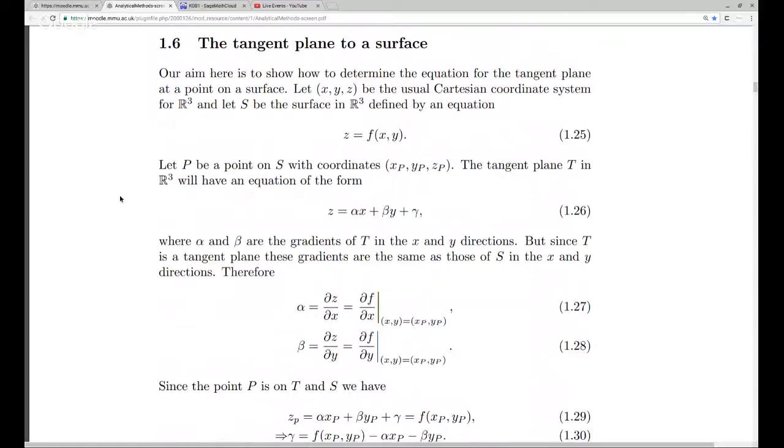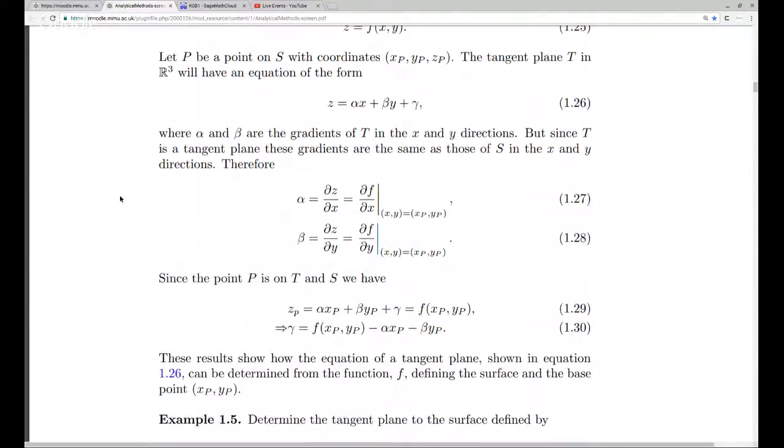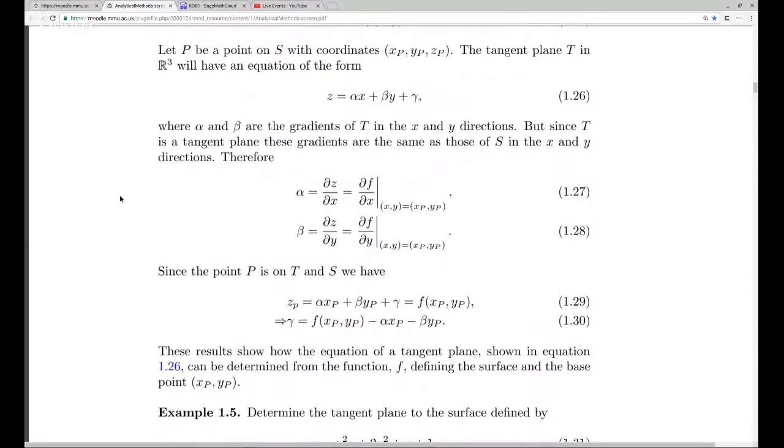That should give us alpha. And when we take the y derivative of f and evaluate it at the base point xp, yp, that should give us the beta. So that's where the alpha and beta are coming from in terms of f and in terms of the base point. Then we just have to settle for gamma.